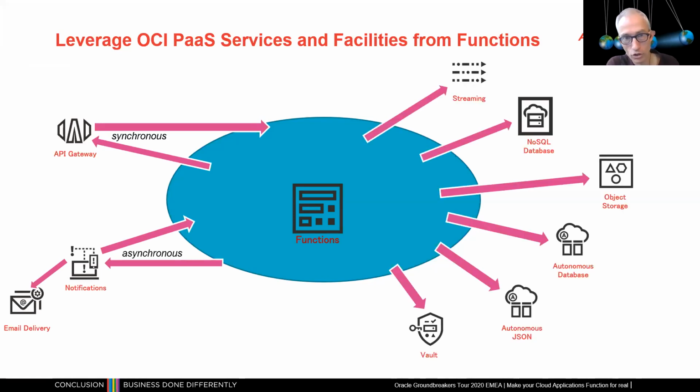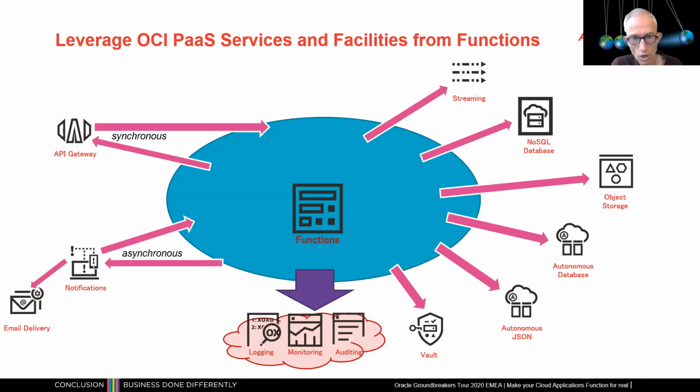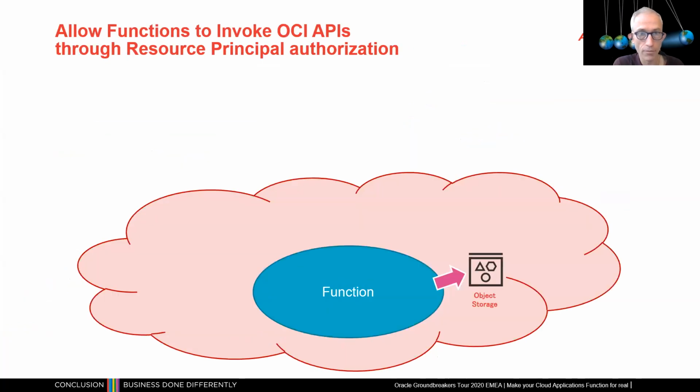Other OCI services that you could easily leverage from functions include streaming. Think Kafka, but it isn't. It's OCI streaming. The object storage, the autonomous database or the NoSQL database, and the vault, for example, for retrieving keys and secrets. Of course, as I mentioned before, functions leverage logging, monitoring, and auditing facilities on OCI.